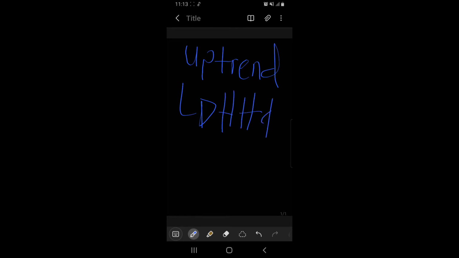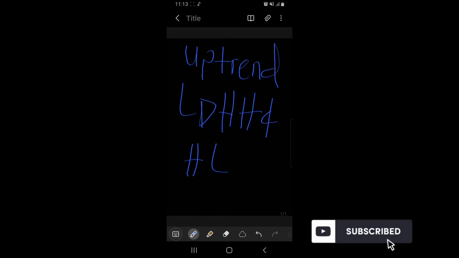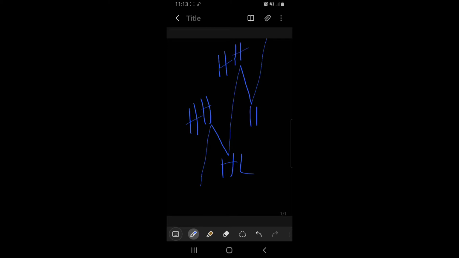And then as for uptrend, forgive me for the handwriting, guys. It has to form what? Higher highs and higher lows. So what are you expecting? You'll be expecting to see an impulsive move, retracement, impulsive move, retracement, impulsive move. This is a higher high, a higher low, higher high, a higher low.